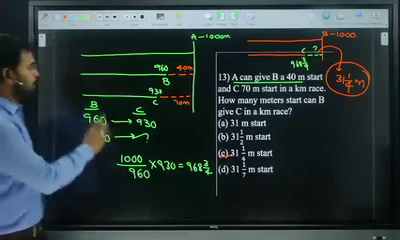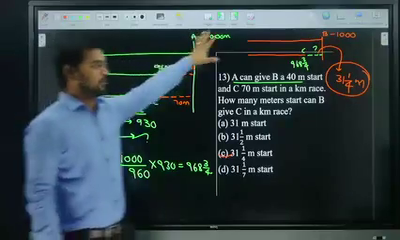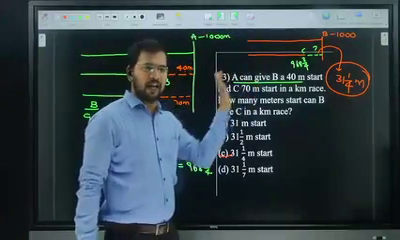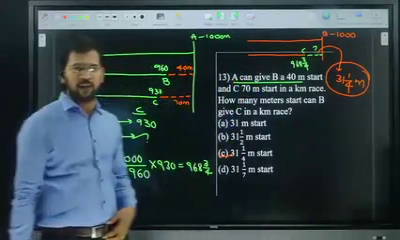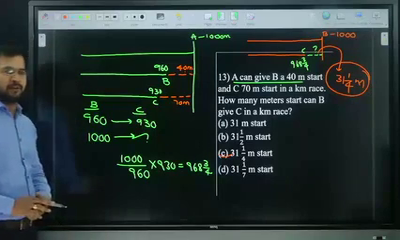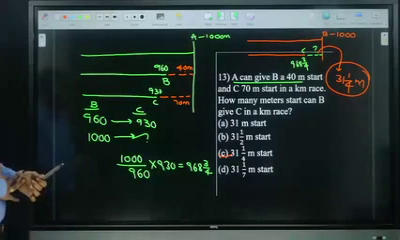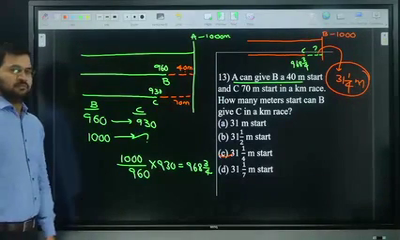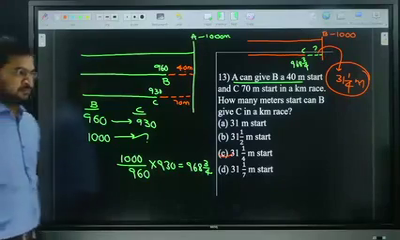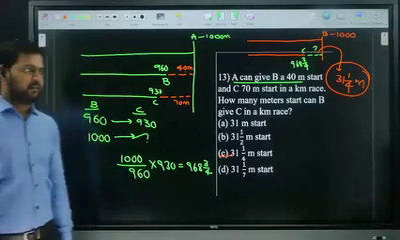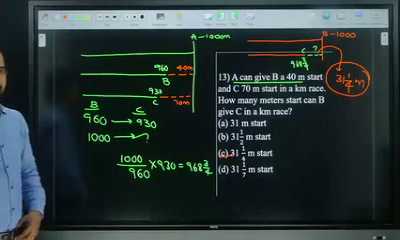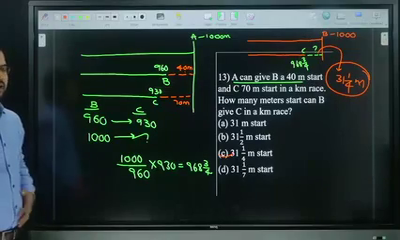So in the exam, no need to write the diagrams. For your understanding, I am just drawing the diagrams. In the exam, no need to draw. All of you okay? Shall I go for the next question?